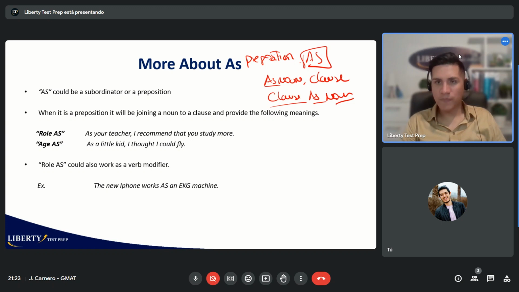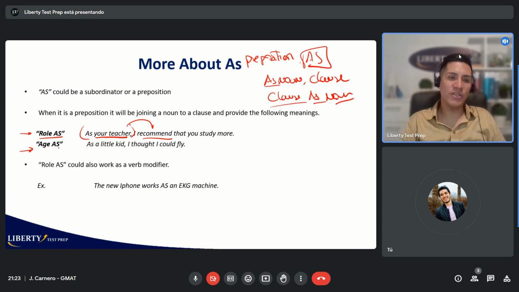Those two. Okay, that's what you may have. So here, for example, you have two meanings for this prepositional as. The first one would be a role: as your teacher, I recommend that you study more. So, as your teacher, that's a role. So you have as plus noun, and you are trying to modify recommend, right? So basically giving a role to somebody.